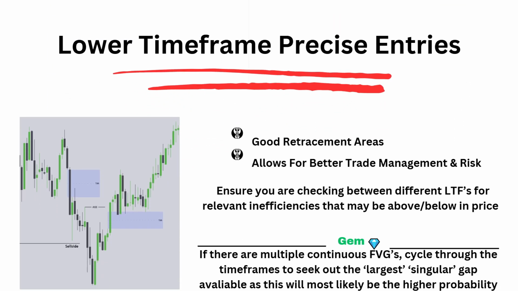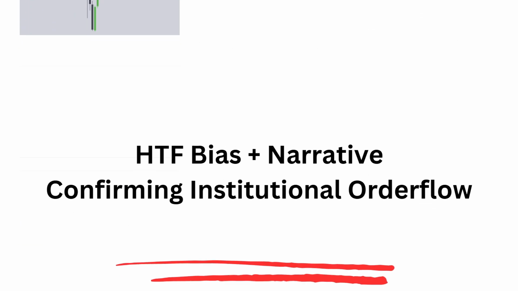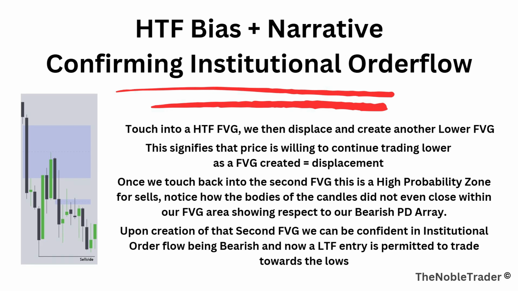If we now zoom into how we can use the FVG to improve the precision of lower time frame entries, we will see that they permit better overall trade management and risk. Once you are clear on the draw on liquidity, you can confidently rely on inefficiencies to hold in price. You must make sure that you are flicking through all of the available time frames to compare different inefficiencies in order to get a clearer market read on price. Higher time frame bias plus narrative, and confirming institutional order flow.